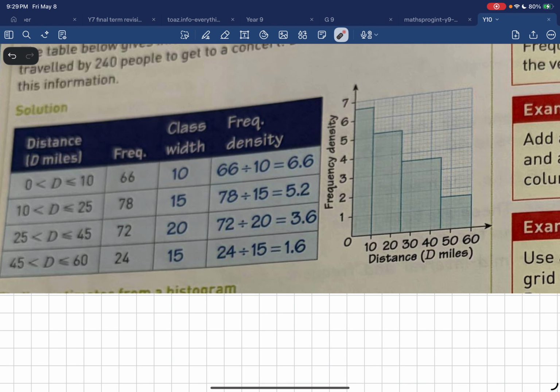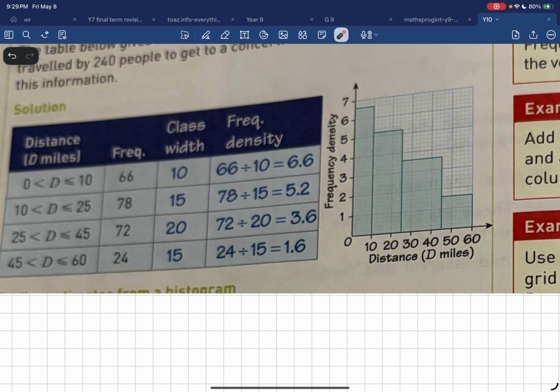Now all you have to do is draw. Remember that you need to dedicate the vertical axis to the frequency density, not the horizontal. Meaning that the distance will be shown on the horizontal axis, as shown here. Then you're going to match, okay, from 0 to 10, which is this one here. From 0 to 10, you're going to draw like this. You start from 0.